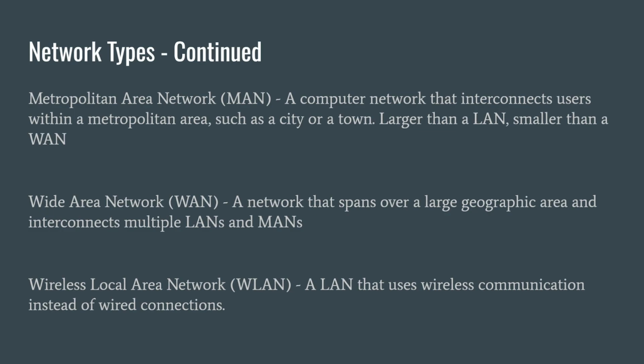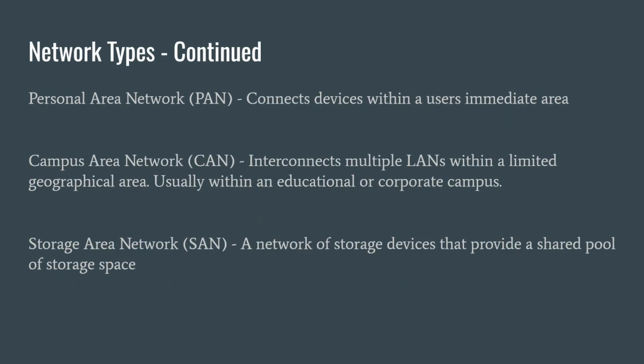A wireless local area network, WLAN, is a LAN that uses wireless communication instead of wired connections, which is your typical Wi-Fi at your house. Personal area network, PAN, and this connects devices within a user's immediate area, and the best reference you can think of when you see PAN is just think of Bluetooth.